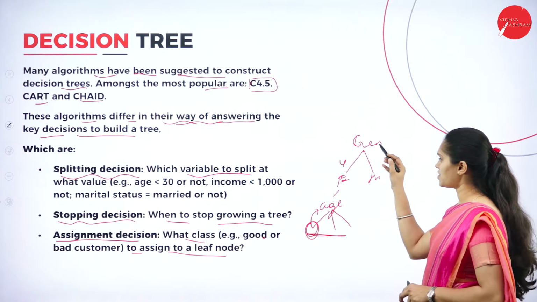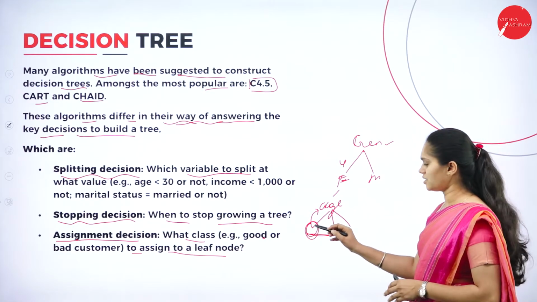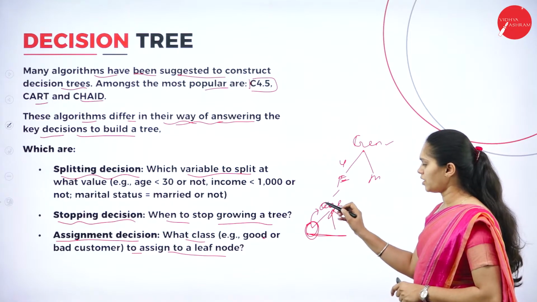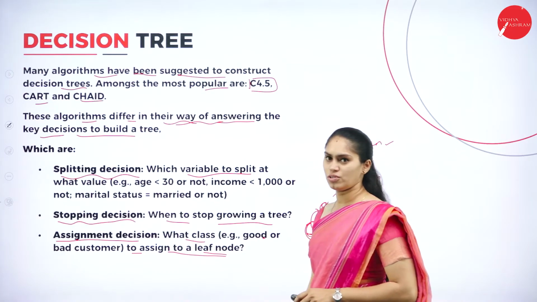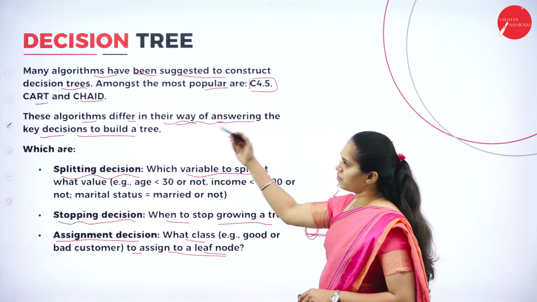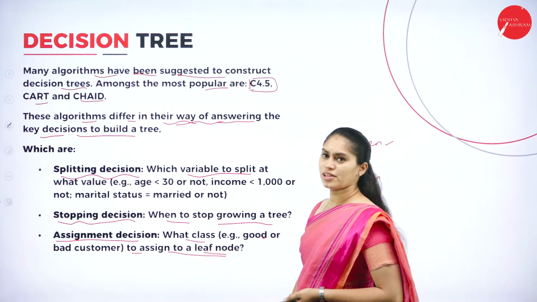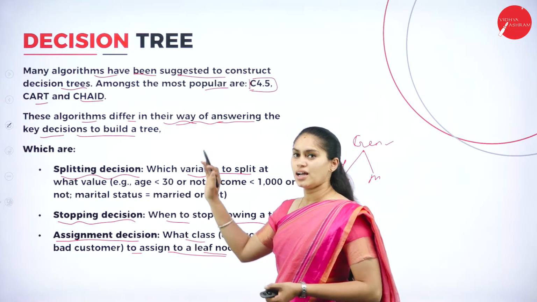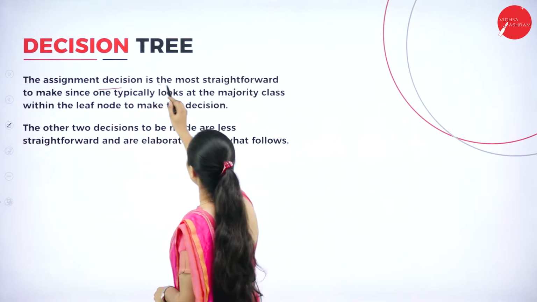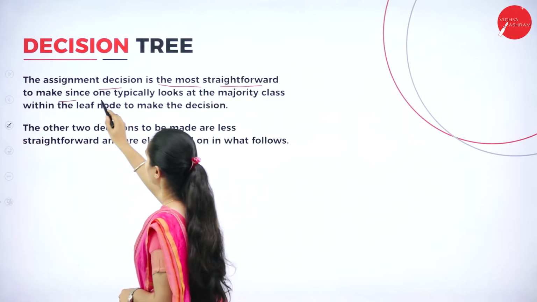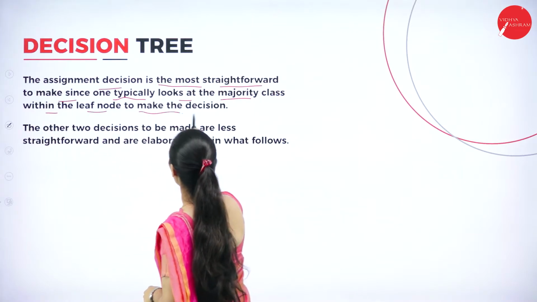If I am taking gender, this will be the root node. If I consider this example, age will precede this terminal node. So at that time, this class will be the class of this particular terminal node or leaf node. So these are the things we have to consider when we are building a decision tree with the help of C4.5, CART and CHAID algorithms. The assignment decision is the most straightforward to make, since one typically looks at the majority class within the leaf node to make a decision.